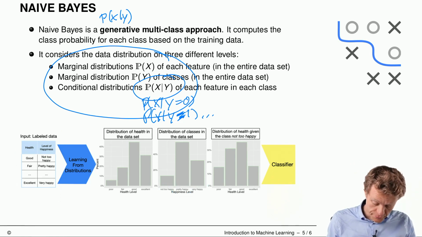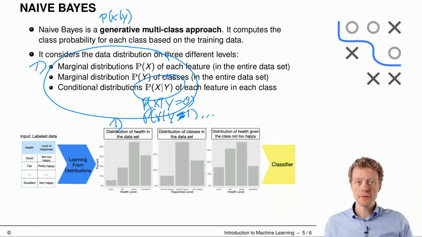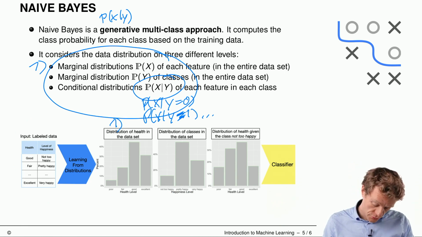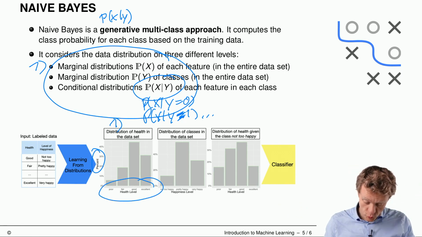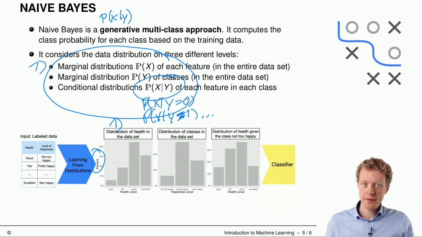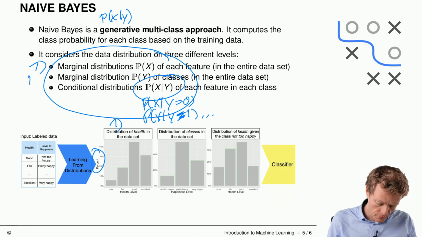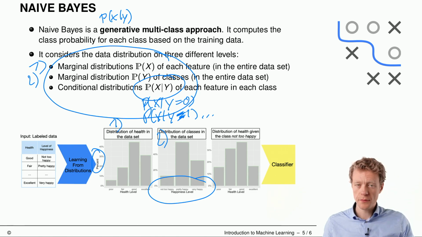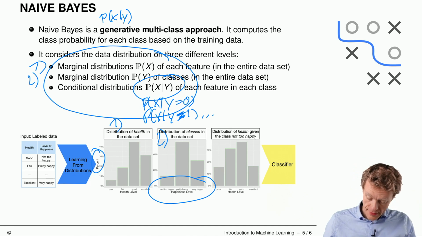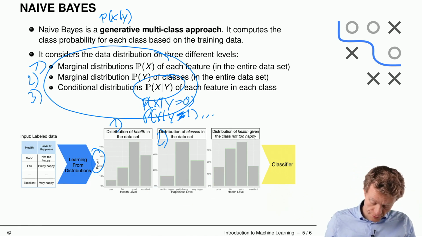Now what we do is, first, we have to estimate the marginal distribution of x, of the feature, which is health here. So on the y-axis we have just the percent in the training data, so it's really just the empirical distribution here. And for each of the 4 classes we have the ratio of observations which have as a feature exactly that class. We do the same thing for the distribution of y, so the distribution of the classes. We have the 3 different classes here, and on the y-axis again the ratio of these classes in the training data.